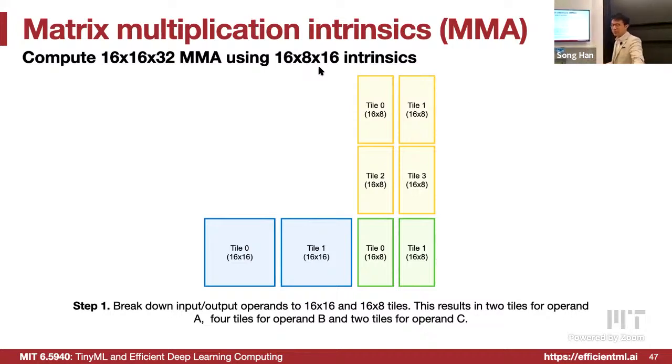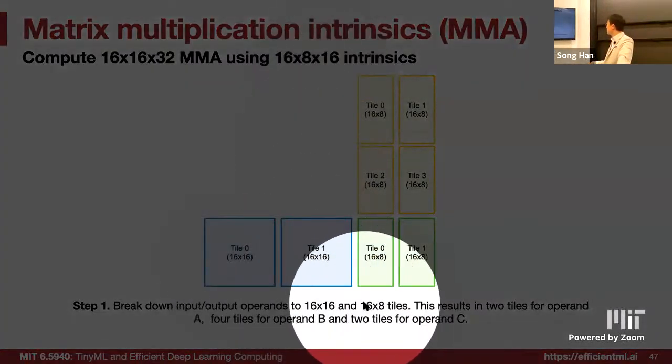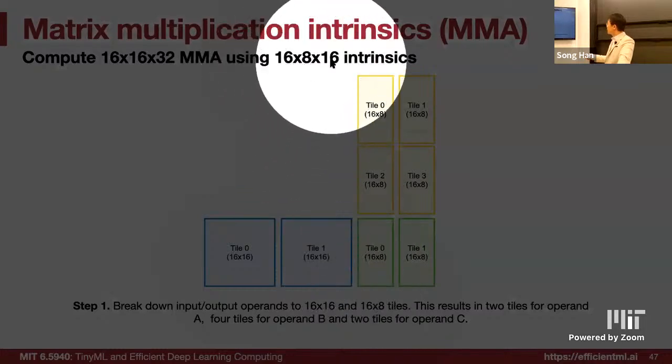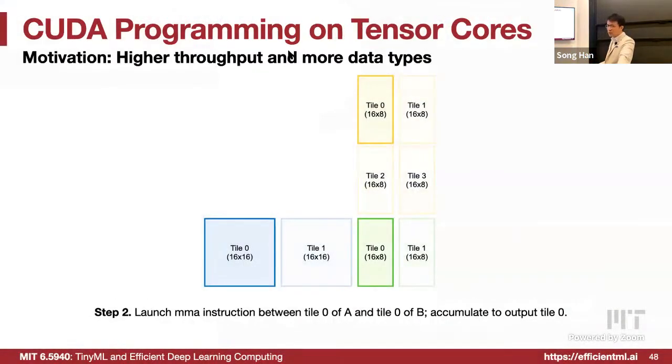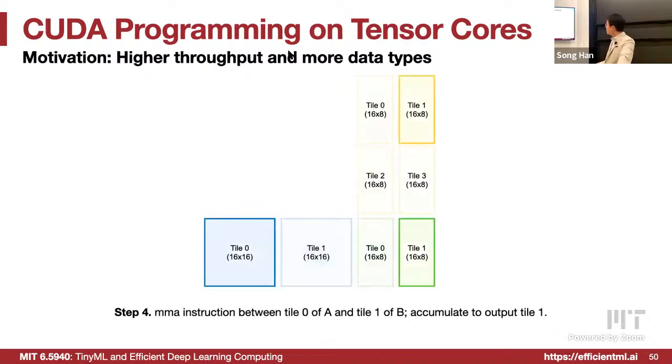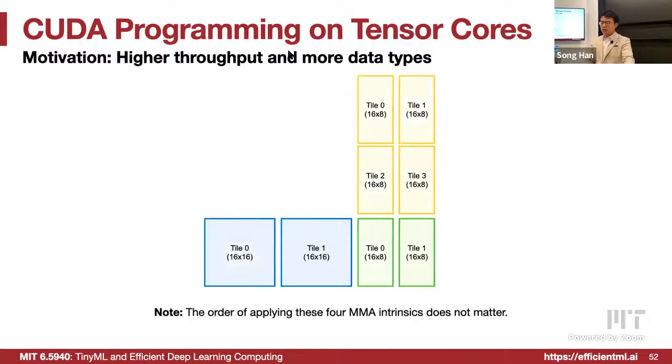So the first step is to break down the input and output into 16 by 16 and 16 by 8 tiles, since the intrinsic is 16 by 8 and 8 by 16. And then we can process each tile sequentially. Right? Tile 0 by tile 0, tile 1 by tile 2, tile 0 by tile 1, and then tile 1 by tile 3. Okay? So we just call the intrinsic several times to process a larger matrix multiplication. So the order of applying these 4 MMA intrinsics does not matter.